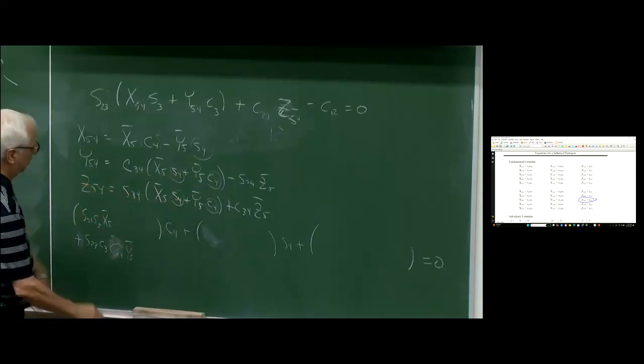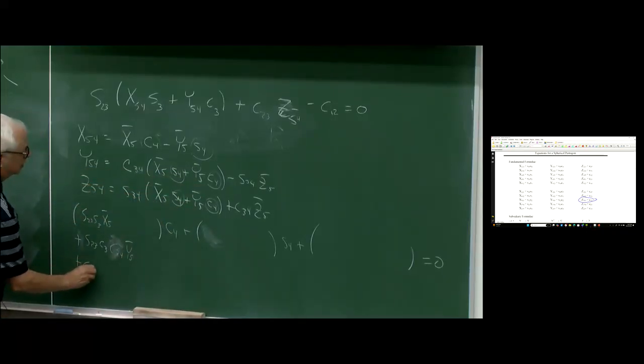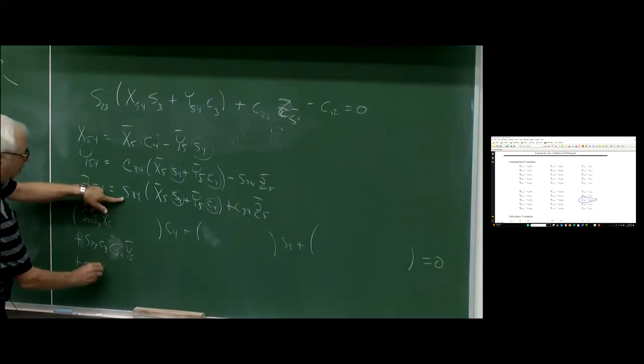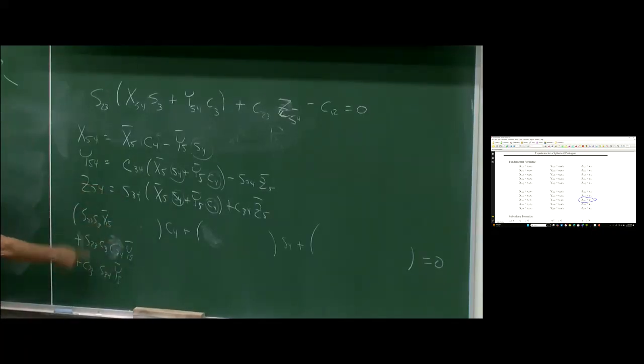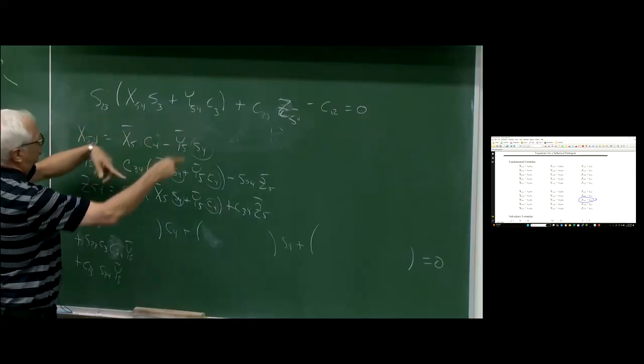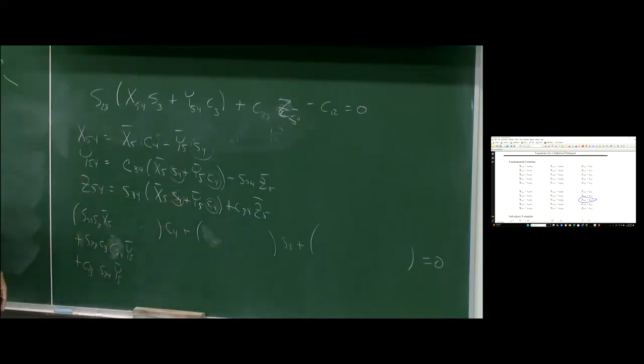And then for this one, it looks like we have a plus C23, S34, Y5 bar. So that looks like what A is going to evaluate to if I did it right. I'm not looking at it too good right now. So I took these definitions, substituted them in here, and I'm trying to group all the cosine 4s together. And if I did it right, I'm in the ballpark anyway.